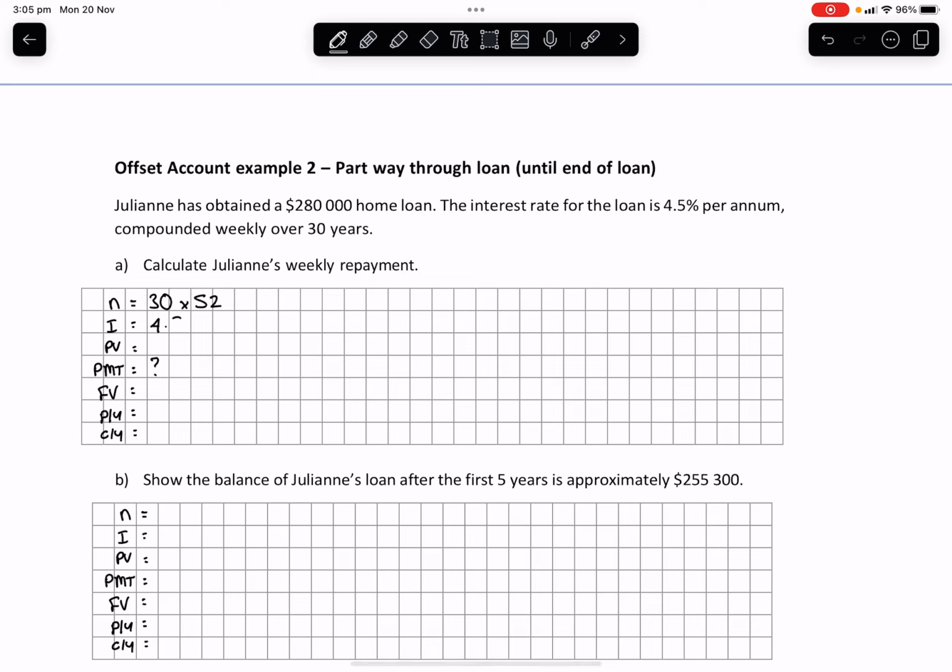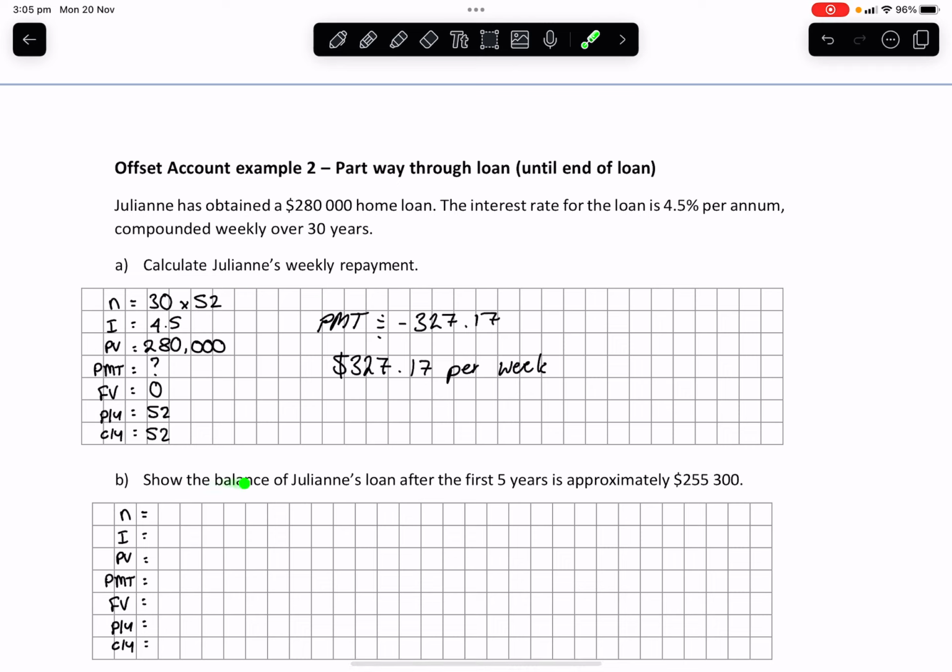I've got 4.5%. My loan's $280,000. We want $0 remaining. And we've got 52 and 52 for my weeks. So that means my PMT comes out to be approximately negative 327.17, or $327.17 per week. So putting some context behind that PMT, nice and simple basic question that we've done a whole heap.